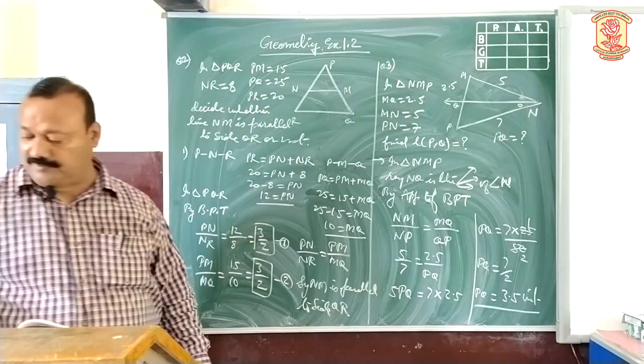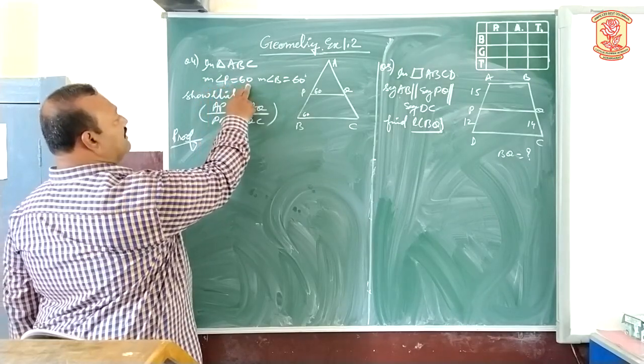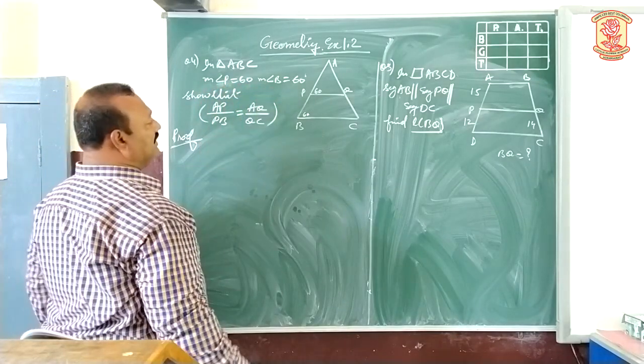Next. Question number 4. In triangle ABC, measure of angle P is 60 and measure of angle B is 60.